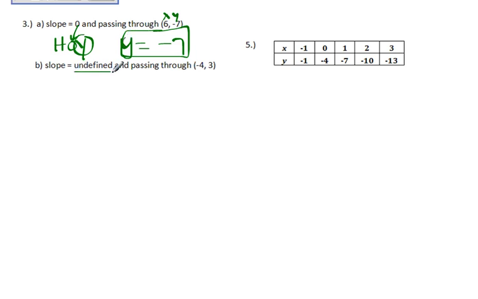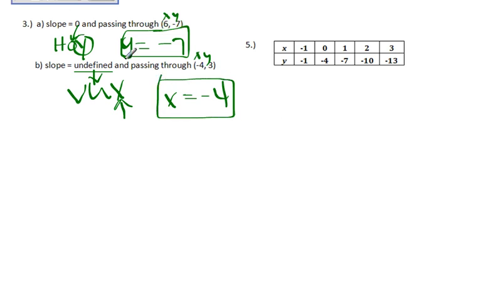And an undefined slope, that means vertical to me. There's the U for undefined. The vertical line. But the equation is the important part. X equals a number. What's the number? -4 in this case, because it's always alphabetized. X comma Y. So those two are pretty quick.